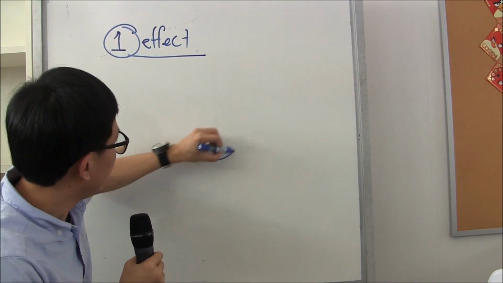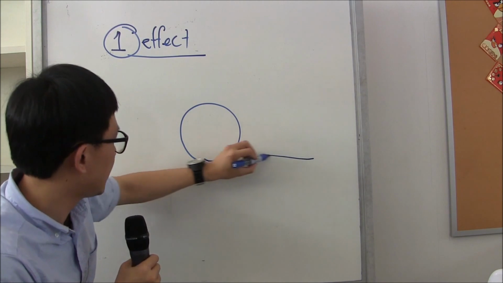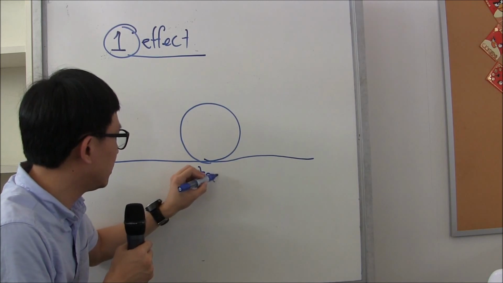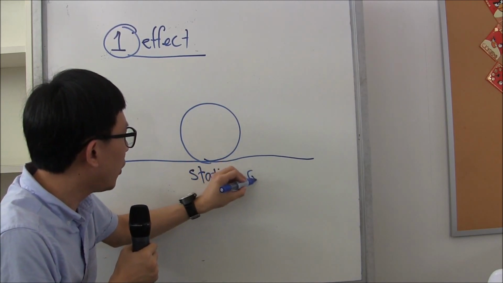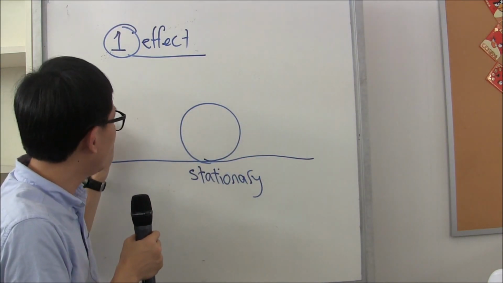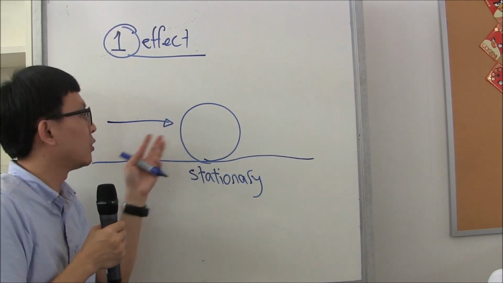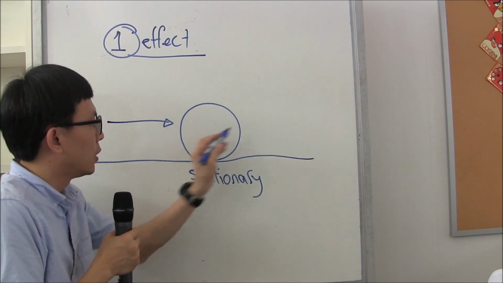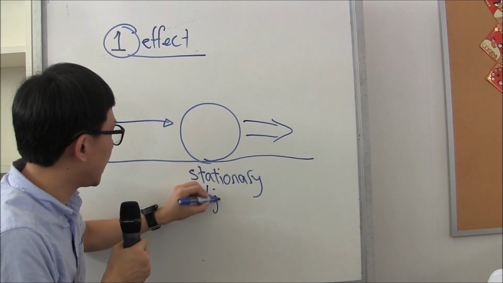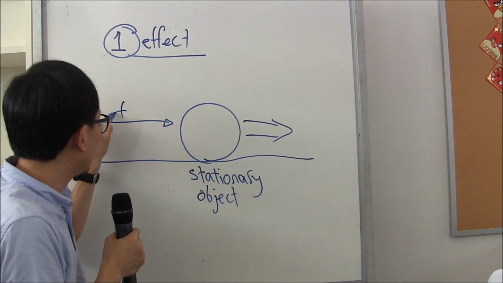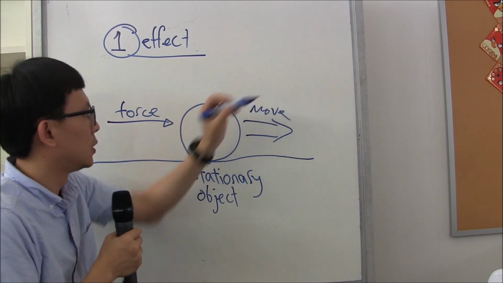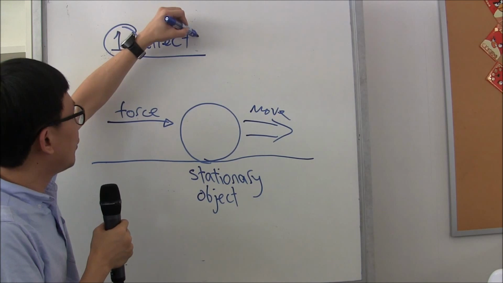Effect of a force. Now, this is a resting object. Suppose this is a resting object on a floor. Resting means stationary, it's not moving. What a force can do is, a force can cause a resting object to move. If you apply a force this way, guess where the resting object is going to move? Of course it's going to move this way. So suppose this is a stationary object. If you apply a force, it will cause the object to move. So that is the first effect of a force.